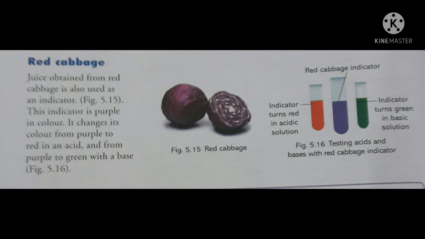Red cabbage. Juice obtained from red cabbage is also used as an indicator. Figure 5.15 shows red cabbage. This indicator is purple in color. It changes its color from purple to red in an acid and from purple to green with a base, as shown in figure 5.16.